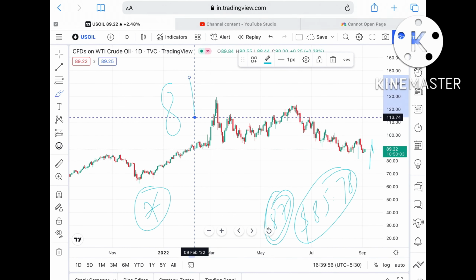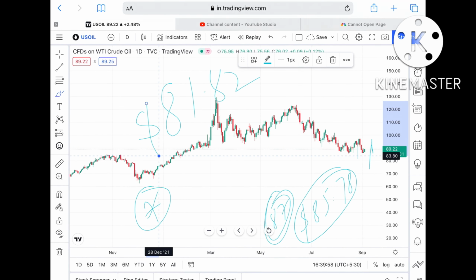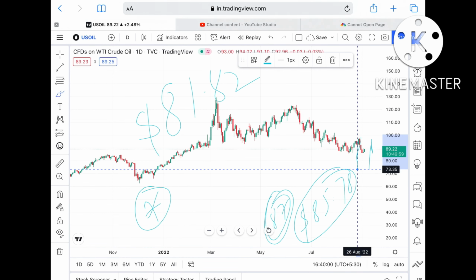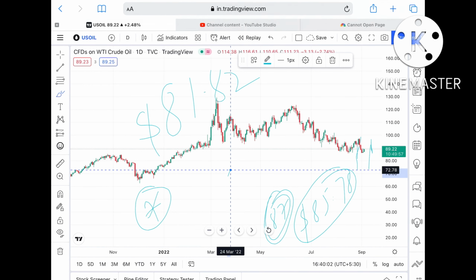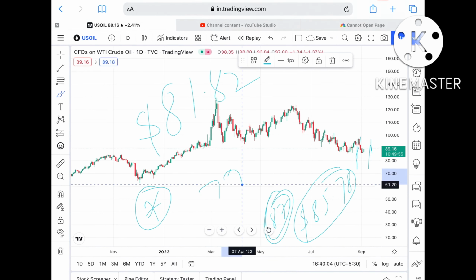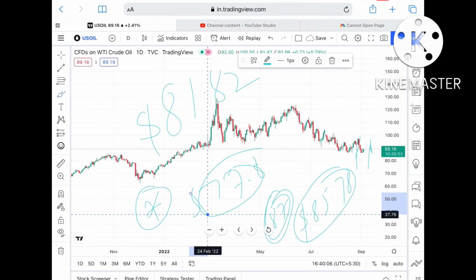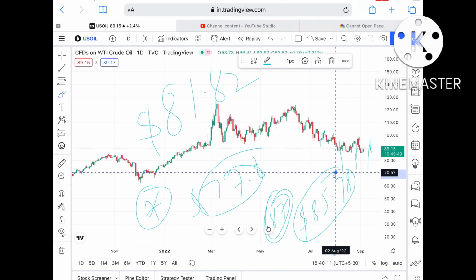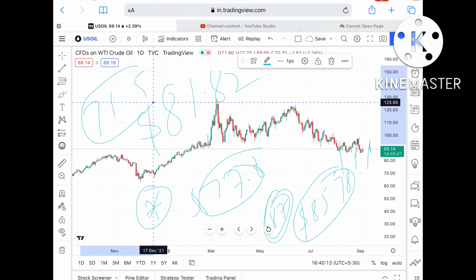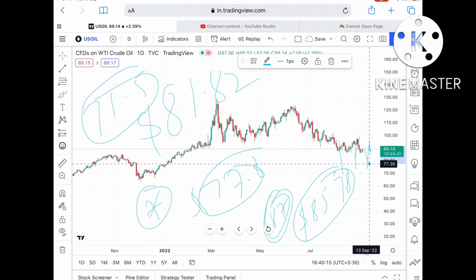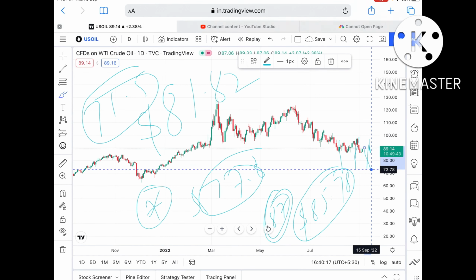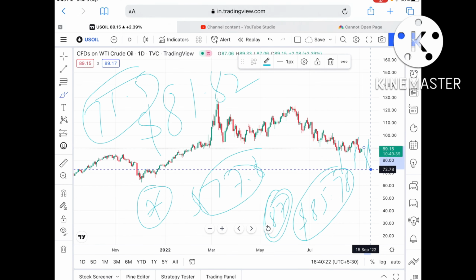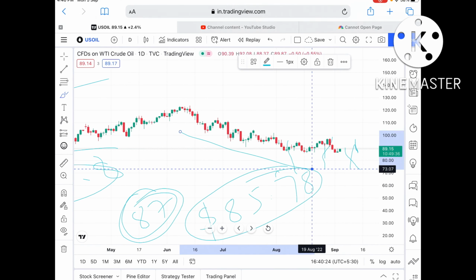We can see a level of $81.82. Okay, once the price falls below this level, then we can see it can touch a level of $77.8, and once the price goes below that level, then we can see a probability it can go further down towards a level of $71.5. Okay, so if it falls below that level, then a probability is there we can see it can move further down.